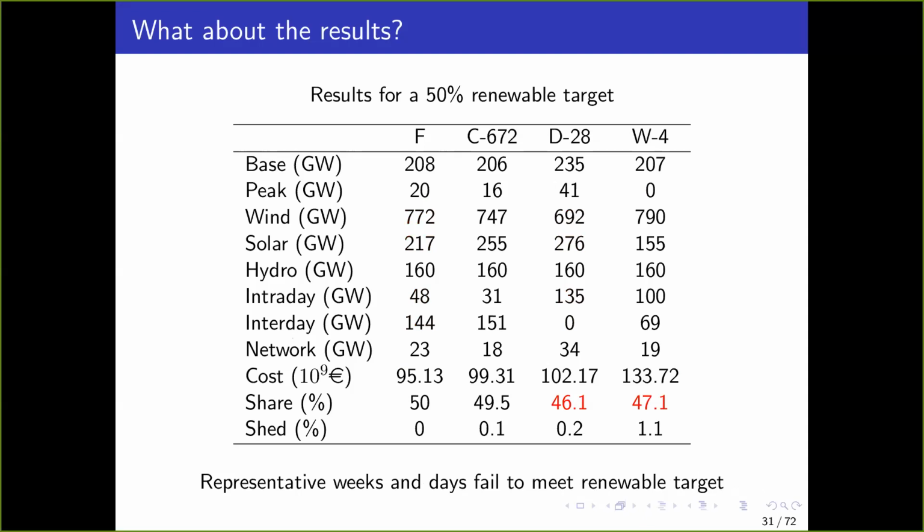Neither of these two approaches, the representative days or the weeks, is meeting the target. So you do the investment thinking you're going to meet the 50% renewable target, but then when you actually go to 2030 and make operating decisions, you are unable to meet that target. So I think that's also important.